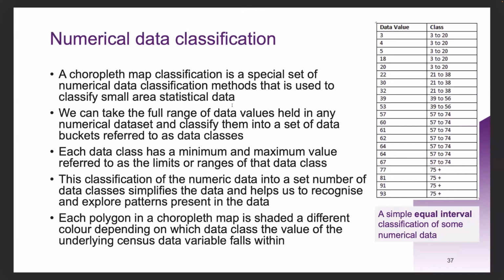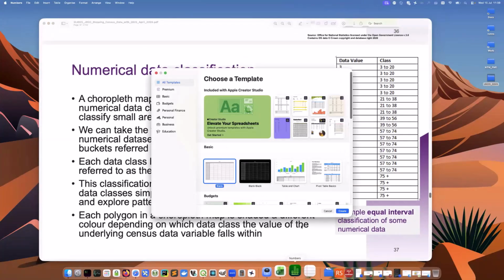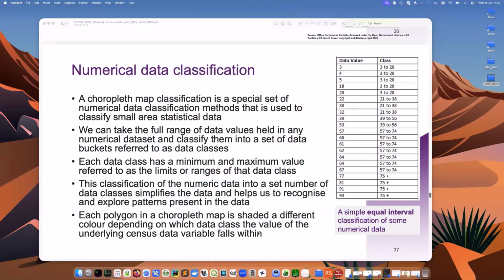And in terms of what a choropleth map actually is, it's doing some sort of data classification. It's simplifying the data. So your raw data itself. Where's it going? Let me just find that spreadsheet.